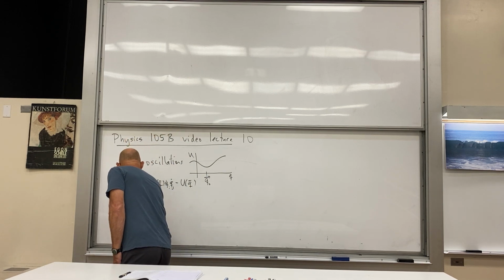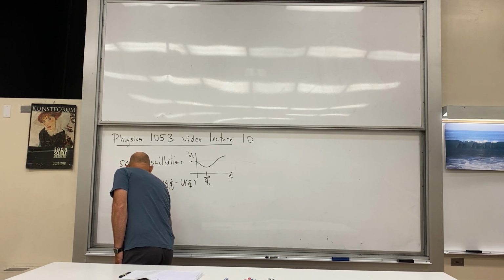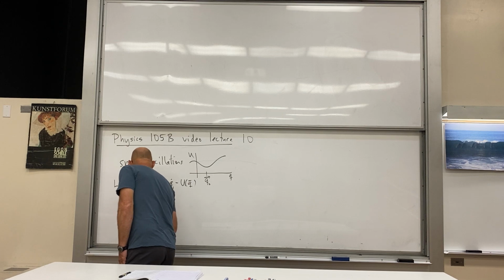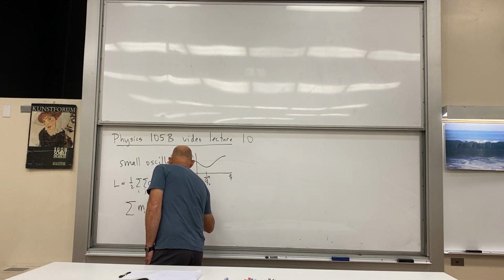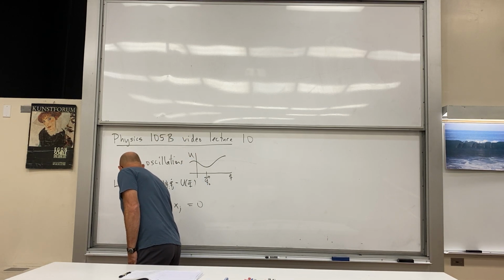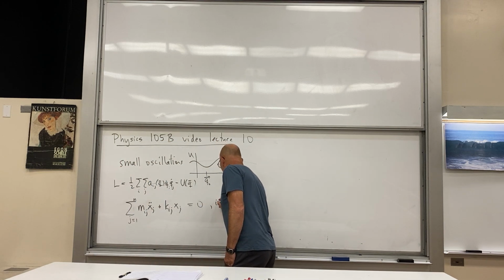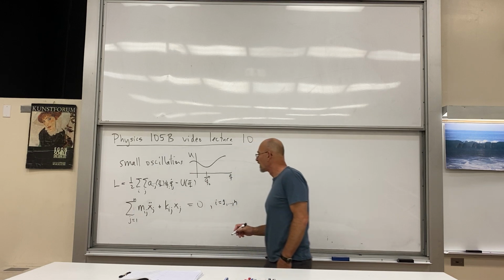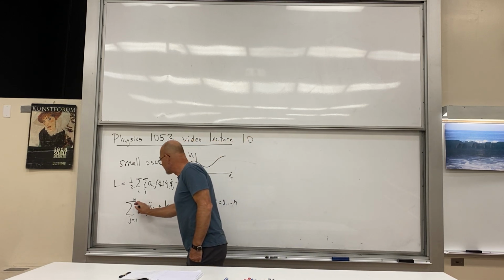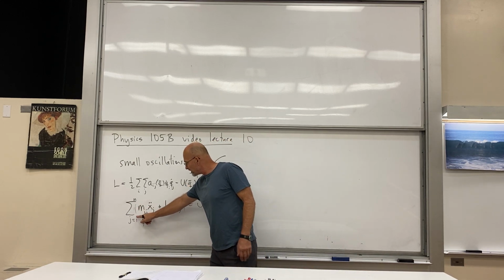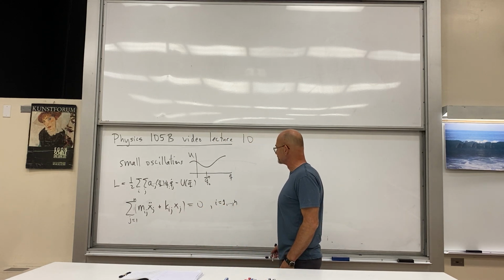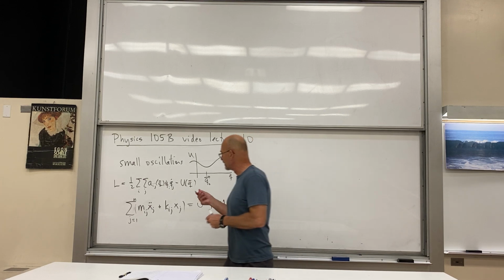So I'll showcase this pretty large. We had sum over j of Mij xj second derivative plus Kij xj equals 0. We were summing over j equals 1 to n, and we had i equals 1 to n. So those are coupled equations. Everything here is under the sum. And I think I ended by pointing out that if n is equal to 1, we just have the simple harmonic oscillator. So let's put a box around here.